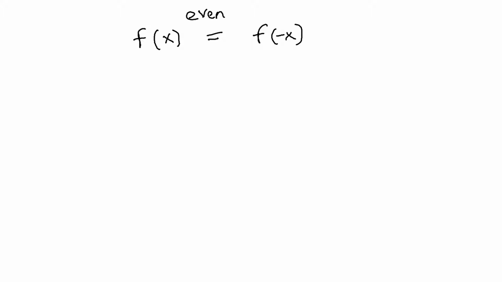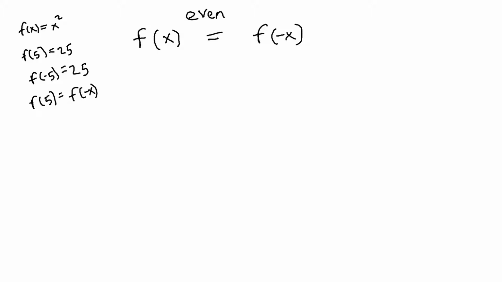For example, if we had the function f of x is equal to x squared, if we input a positive 5, we would end up with 25. If we input a negative 5, that's basically negative 5 times negative 5, or negative 5 squared, we would also end up with a positive 25. So in other words, whether we input a positive answer or we input a negative one, we end up with exactly the same value.